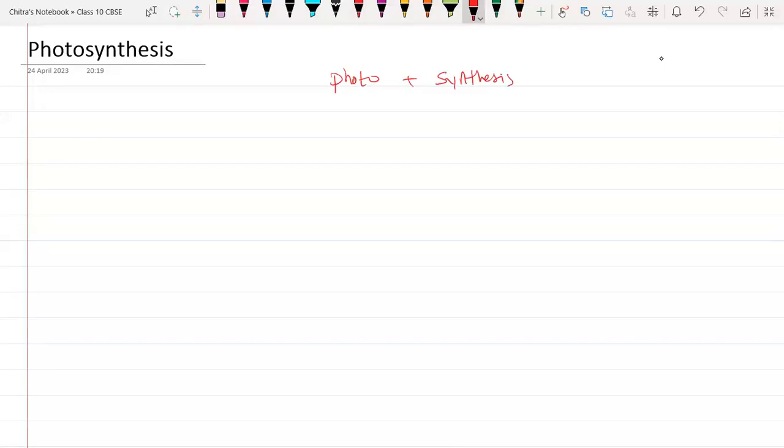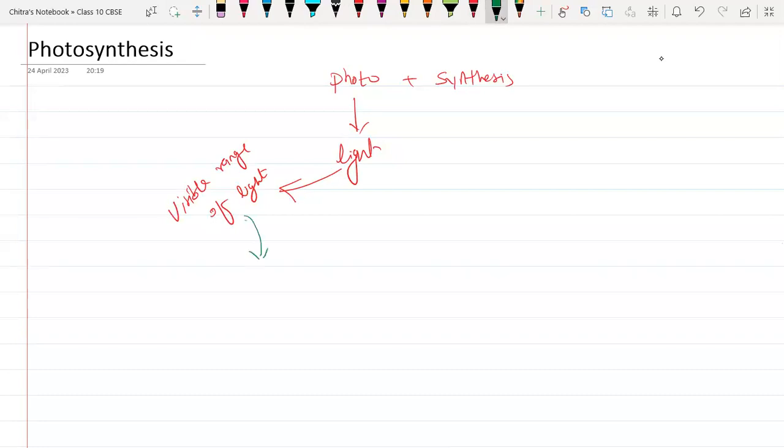Photo means light. If we discuss light, so which light? Visible range of light. Am I audible clearly, everyone? Yes, sir. Okay. So what is the frequency of visible range of light?